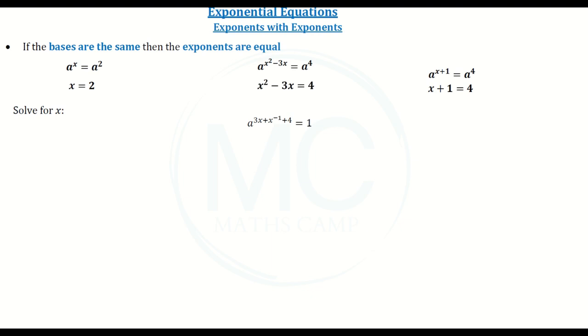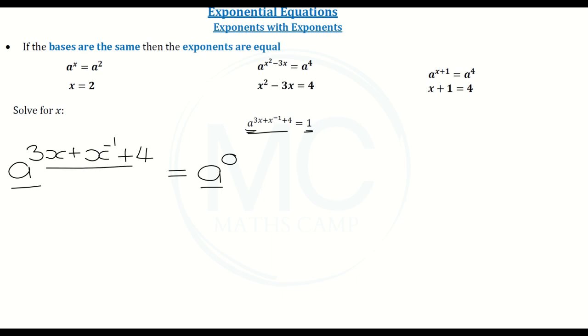a to the power of 3x plus x to the power of negative 1 plus 4 is all equal to 1. We have a base of a. So on the left side, let's leave this as it is. So we can say a to the power of 3x plus x to the power of negative 1 plus 4. And remember that the rules of exponents tell us that if you have any base with an exponent of 0, it gives you 1. We have a base of a, put a base of a on this side, with an exponent of 0.